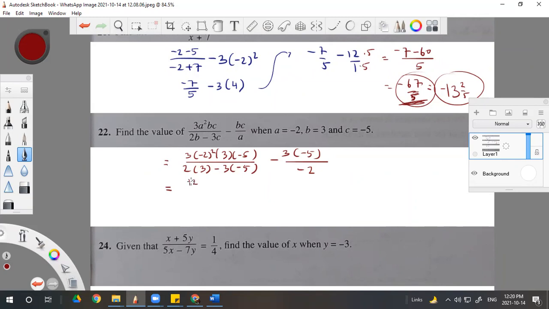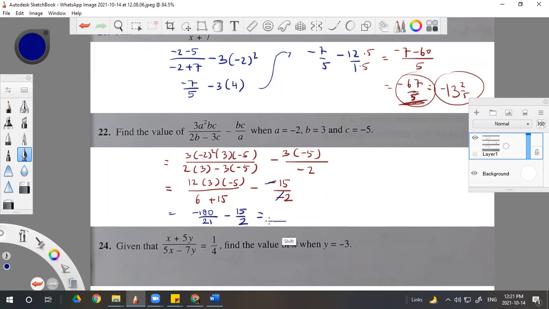So 3 times 4, langsung aja ya. 12 times 3 times negative 5, pelan-pelan, over 6 plus 15. Kenapa plus? Soalnya 2 times 3 kan 6. Negative 3 times negative 5 is plus 15. Minus 3 times minus 5, negative 15 over minus 2. Ya. So, ini. Cross-cross, beres kan? Terus yang atas, aduh capek. 12 times 3, 36 times negative 5, negative 180. Over 21 minus 15 over 2.